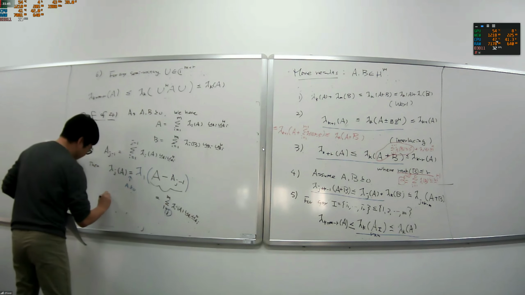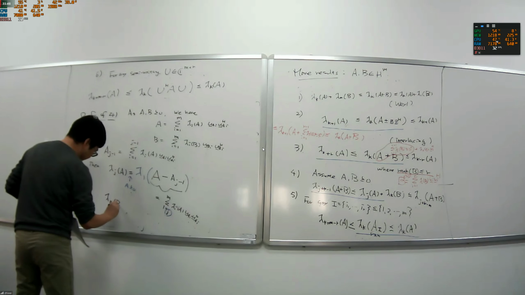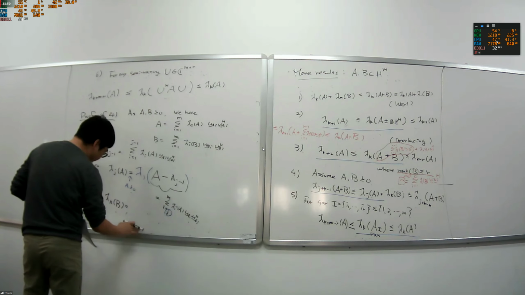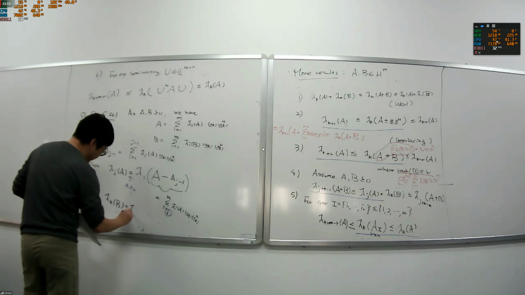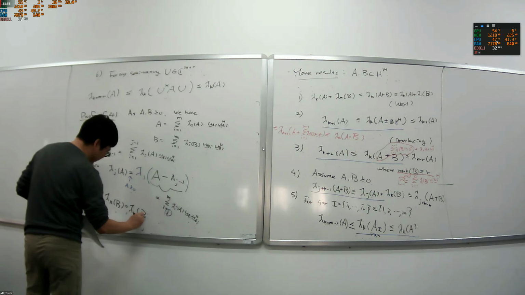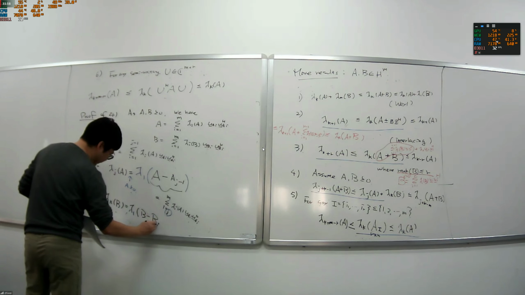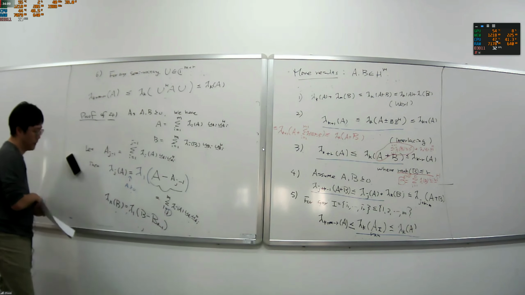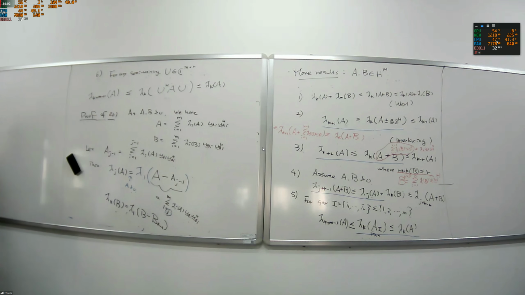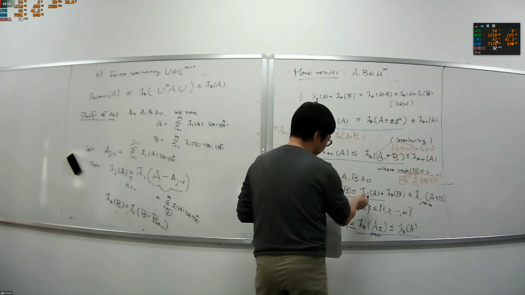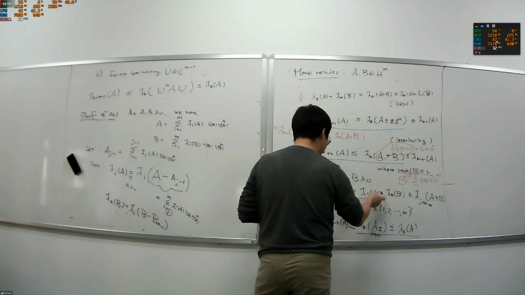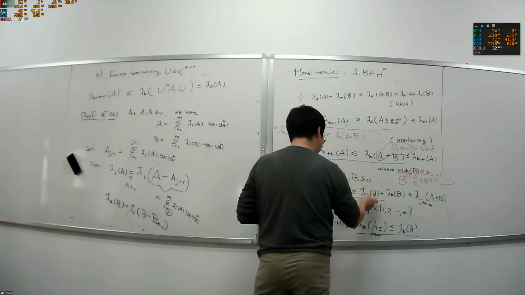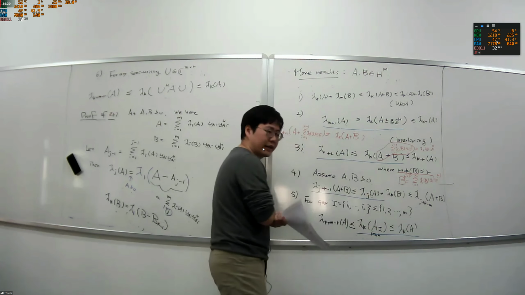Then similarly, lambda K of B is the largest eigenvalue if I remove the first K minus 1 components from B. So now we have an alternative way to represent lambda j and lambda K.